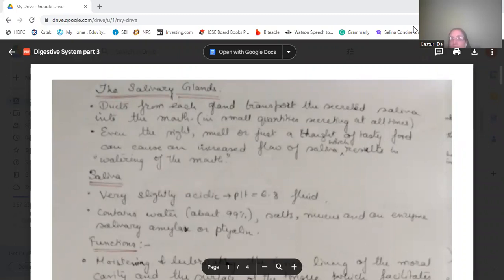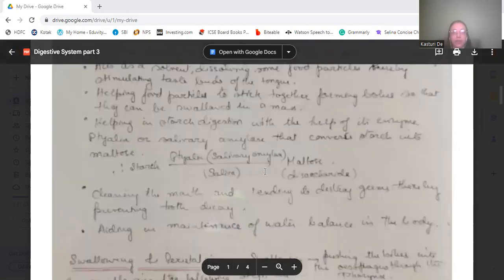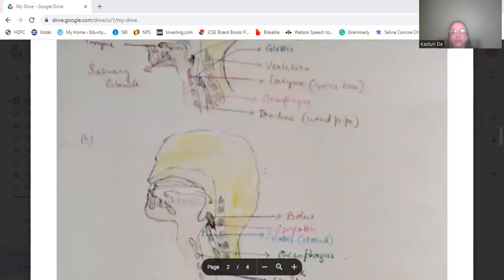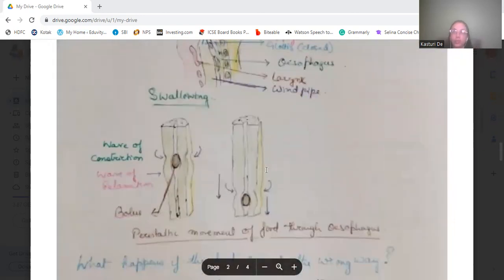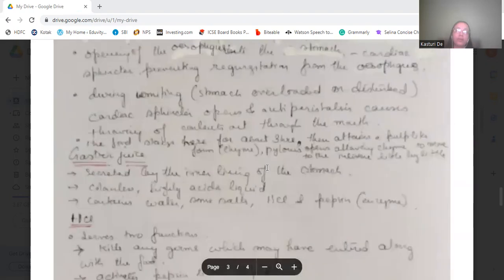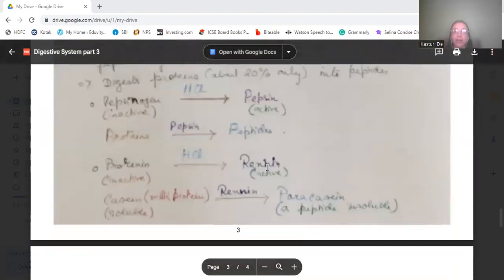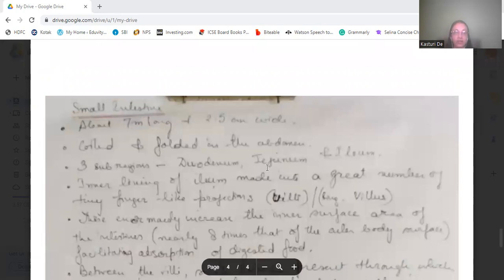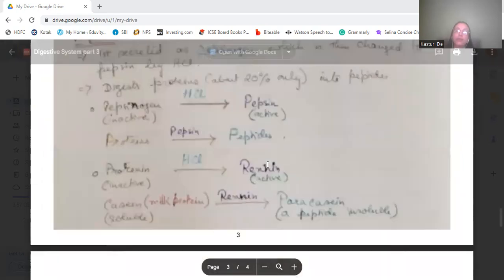Today I will be discussing the third part of the digestive system. That is, today we will discuss the salivary glands, then the processes in which the food is swallowed from the mouth to the stomach. We will also discuss the stomach part, and also some part of the small intestine. So let us start.